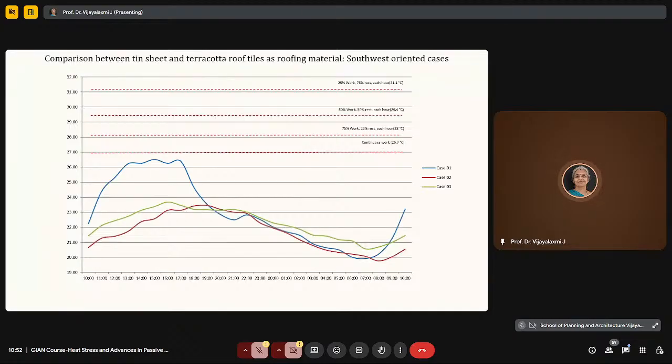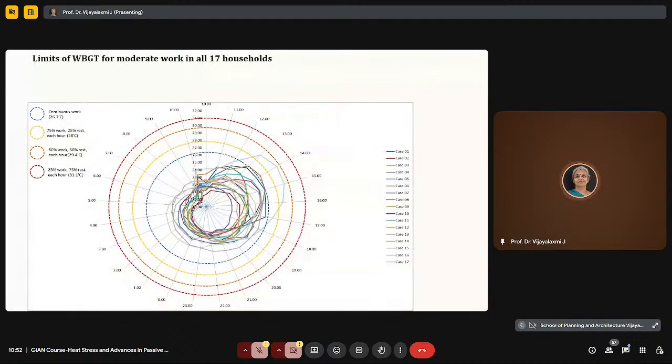The WBGT difference during evening and night hours is also considered, and it is seen that the WBGT values of tin roof drop below those of terracotta roof tiles with a difference of at least 1 degree centigrade. This indicates that the performance of terracotta roof tiles exceeds tin roof in terms of protection offered to inhabitants from rising temperature, but inhabitants prefer tin roof for reasons of maintenance, waterproofing, and also economic feasibility.